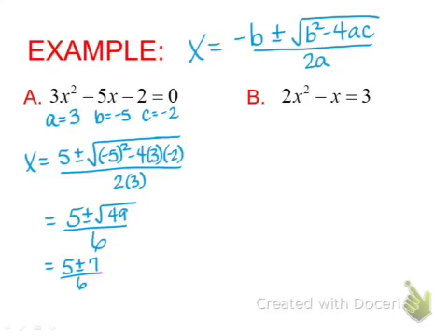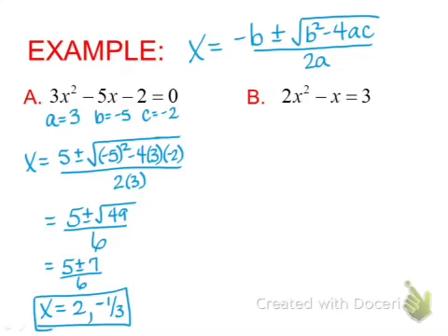Now for my two answers, I've got plus and minus in here, so that means I have to do this calculation twice. I have to do it once with plus and once with minus. So I'll end up with my two solutions being this. 5 plus 7, which is 12, and 12 divided by 6, which is 2. And then my second solution is 5 minus 7, which is a negative 2 over 6, and a negative 2 over 6 gives me a negative 1/3. So my solutions here would be 2 and negative 1/3.